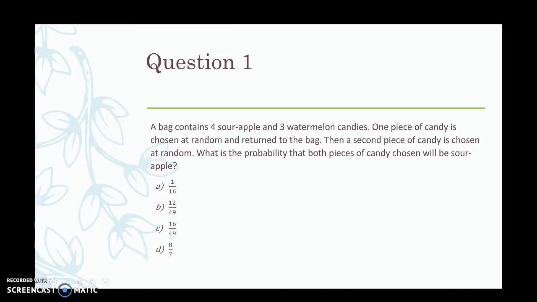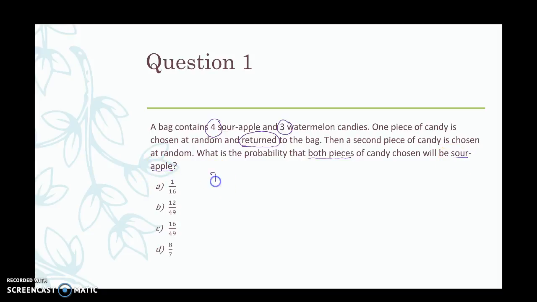So question 1. A bag contains 4 sour apple and 3 watermelon candies. 1 piece of candy is chosen at random and returned to the bag. Then a second piece of candy is chosen. What is the probability that both pieces will be sour apple? So let me go through and analyze. We have 4 sour apple, 3 watermelon, 1 piece of candy is chosen and returned. That's very important. And a second piece is chosen. What is the probability that both pieces are sour apple?